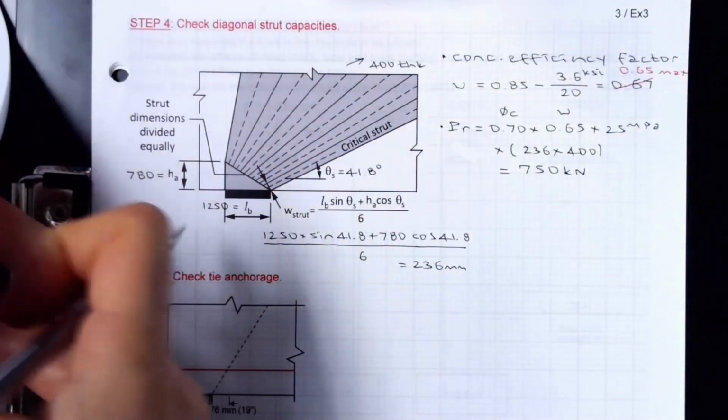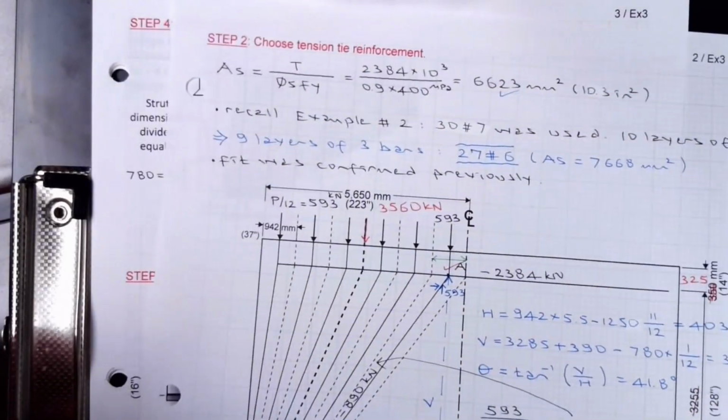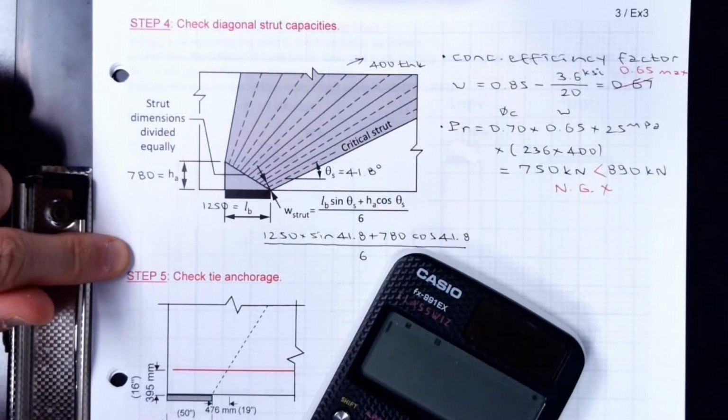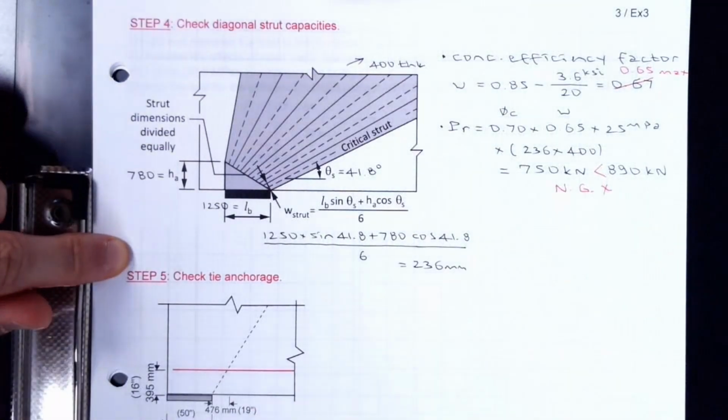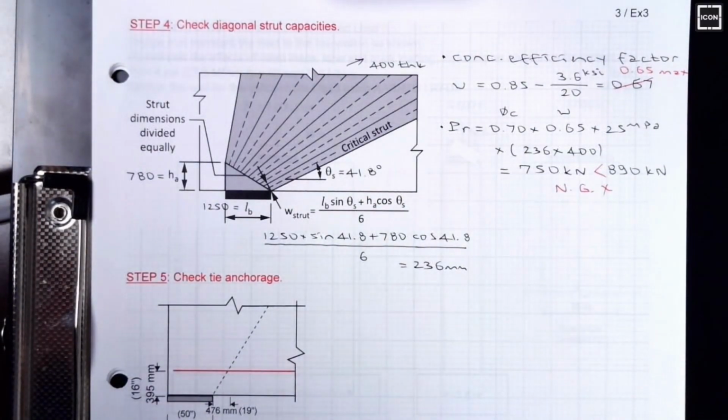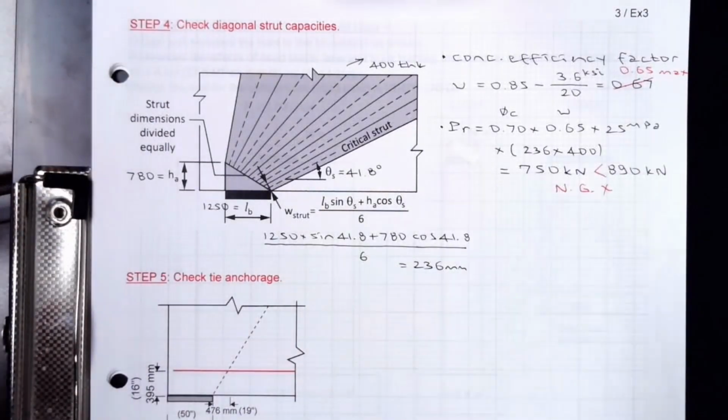So no, I don't have good news. What we got, 890. No, it failed. What's the overload? I think it's a major overload. 890, 750, 19%. So we failed it. What are we going to do? Any suggestions? Yeah, that always works.